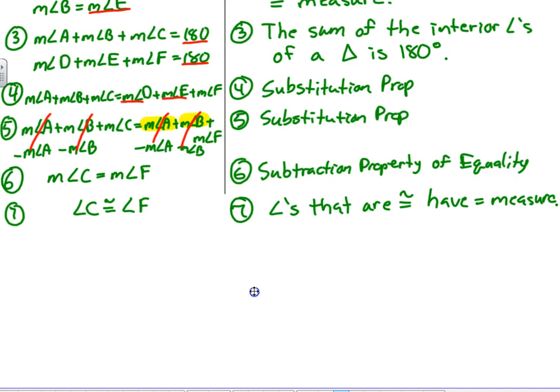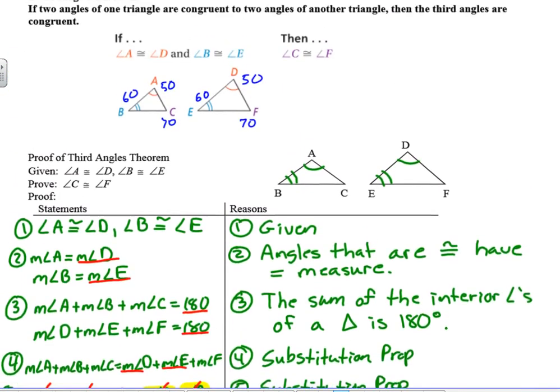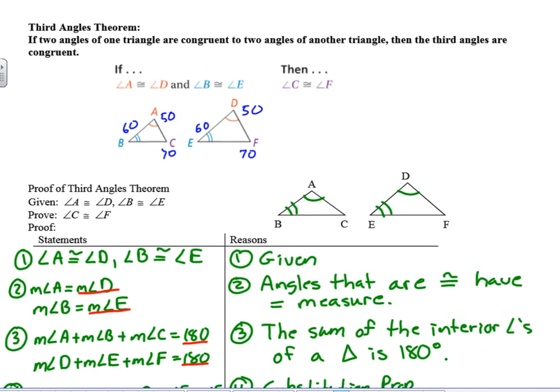So that's the subtraction property of equality, and then angles that are congruent have equal measure. Okay, so we can use this now. This theorem then becomes a reason we can use in other proofs, that if two angles of one triangle are congruent to two angles of another triangle, then the third angles are congruent.